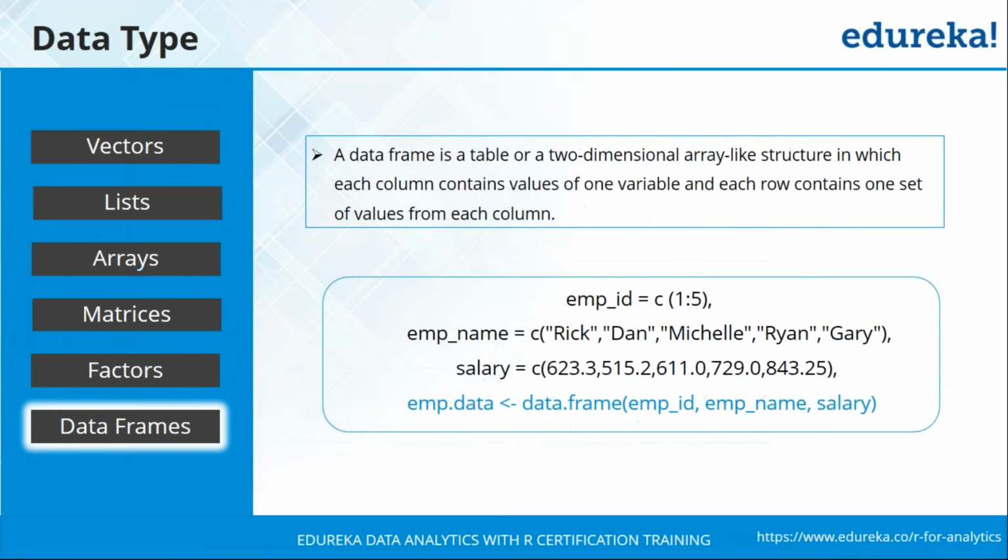So moving forward, let's talk about data frames. Data frames are something quite interesting that you'll be working with in R, and they are one of the most widely used data types after vectors in R. Now, what exactly is a data frame? It could be a table, or a two-dimensional array-like structure. In a data frame, each column contains values from one variable, and each row contains one set of values from each of the columns. Now, rather than explaining this, let me just show you how it works.